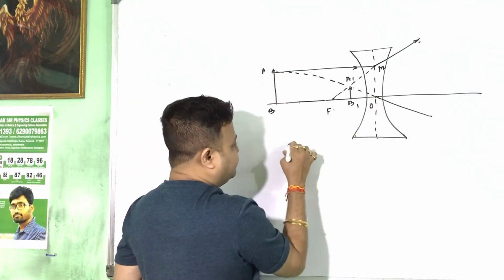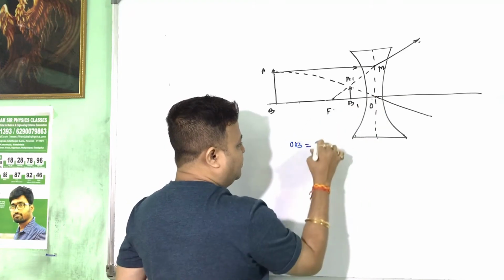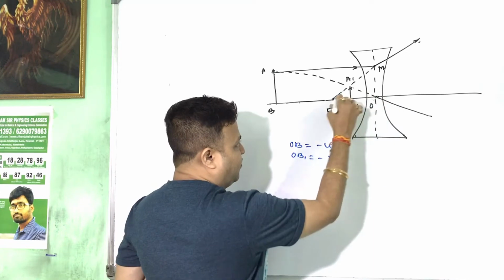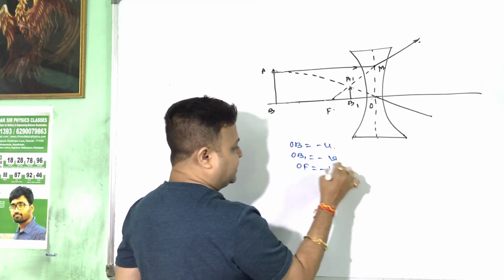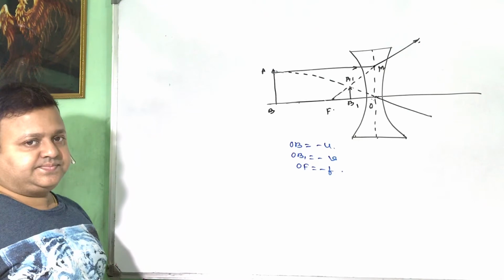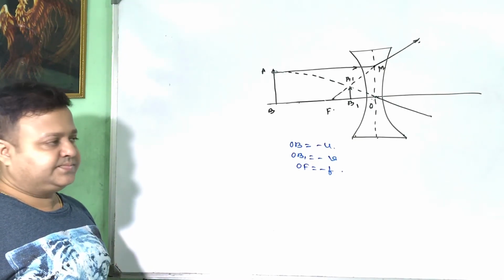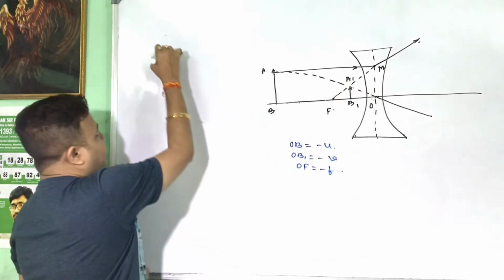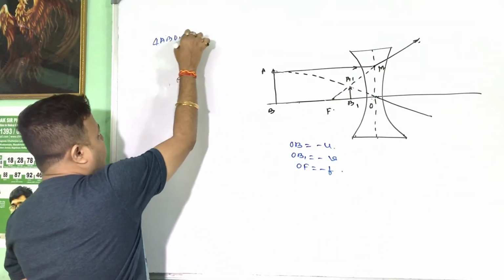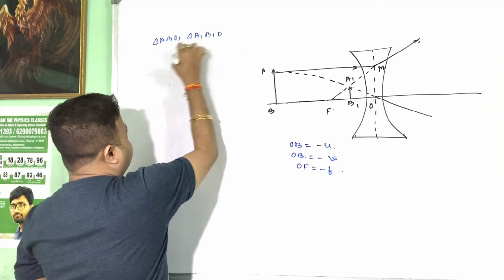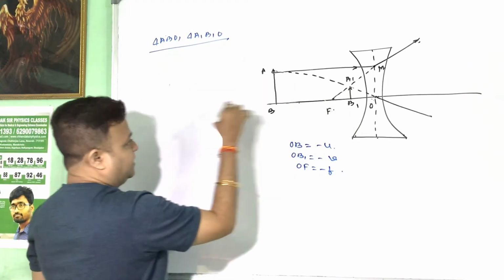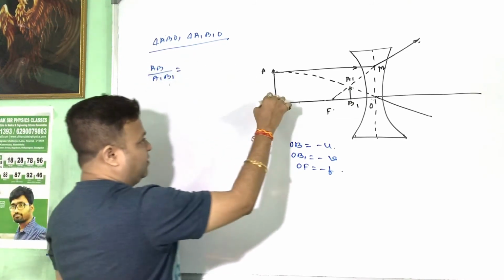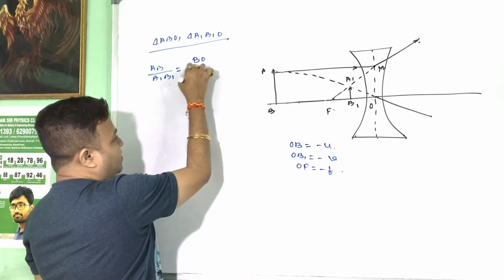Here object distance OB is equal to minus u, image distance OB1 is equal to minus v, focal length OF is equal to minus f. Now ABO and A1B1O are similar triangles. Then AB by A1B1 equals BO by B1O.